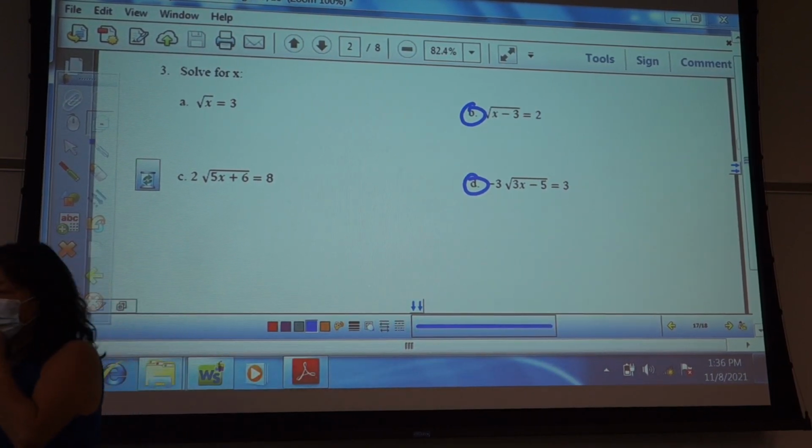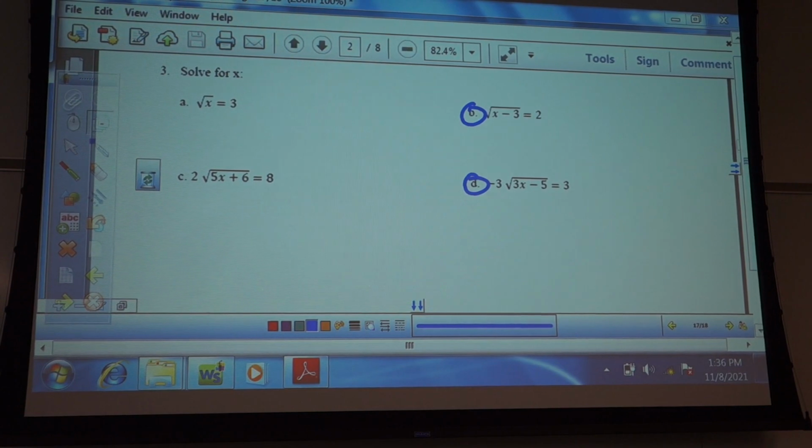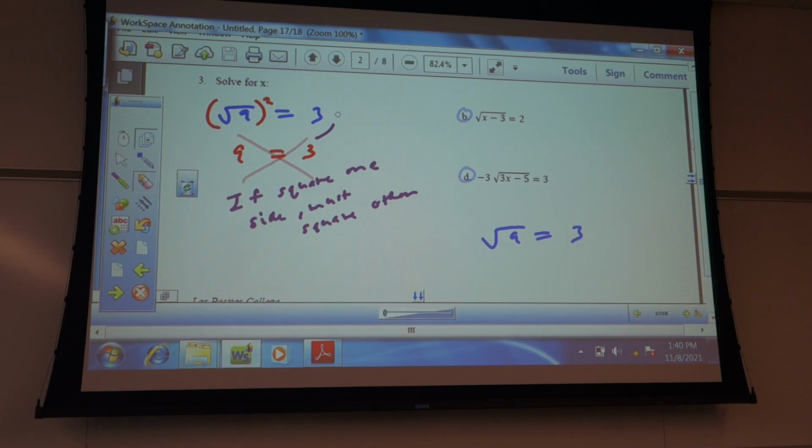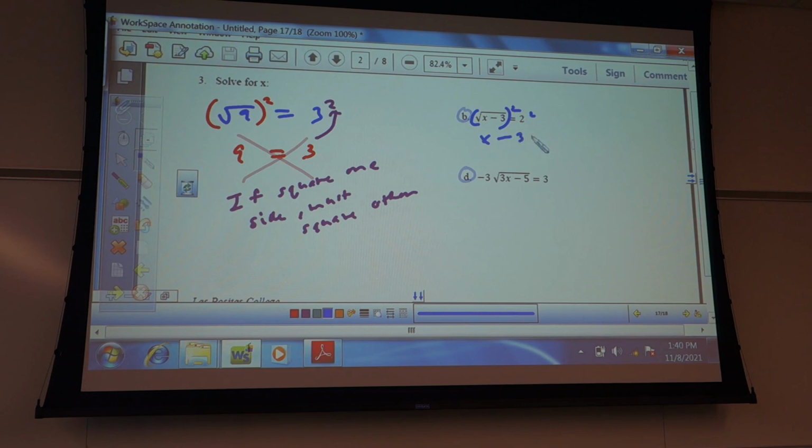Okay. Good. So we will work on those two. I want to point one thing out. We all know that square root of 9 is equal to 3. If I square one side and don't square the other side, I'd end up with 9 is not equal to 3. If I square one side, I have to square the other side as well. Otherwise, it's not correct. So this one, I'm going to square both sides. I'll get x minus 3 equals 4. Add 3 to both sides, I get x equals 7.